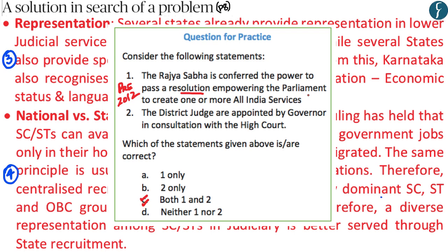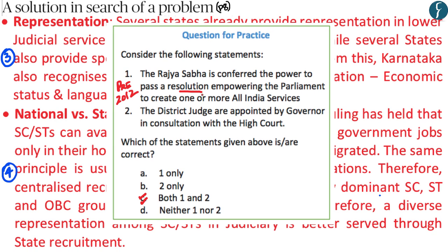And therefore, for the government to form the All India Judicial Services, first the Rajya Sabha has to pass a resolution to empower the Parliament to create the All India Judicial Services. And it is after that that the Parliament would amend Article 233 and Article 234 so as to shift the power of recruitment to the lower judiciary from the state to the centre. Now, statement number 2 was asked in the prelims examination of 2004, whereby as per the current procedure, the district judges are appointed by the Governor in consultation with the High Court. And so both statements 1 and 2 are correct.